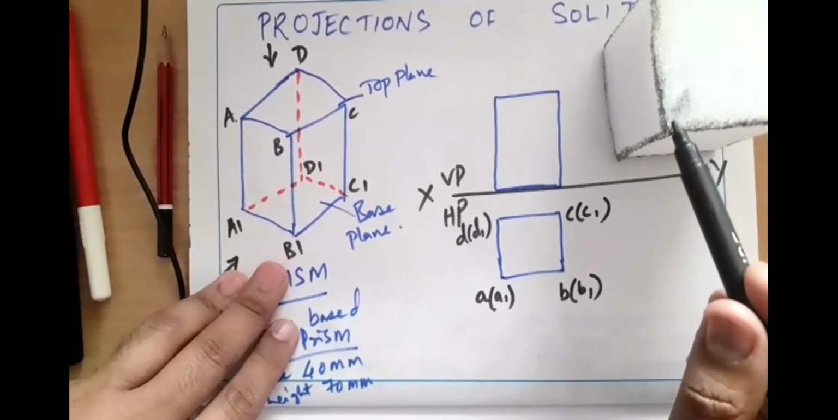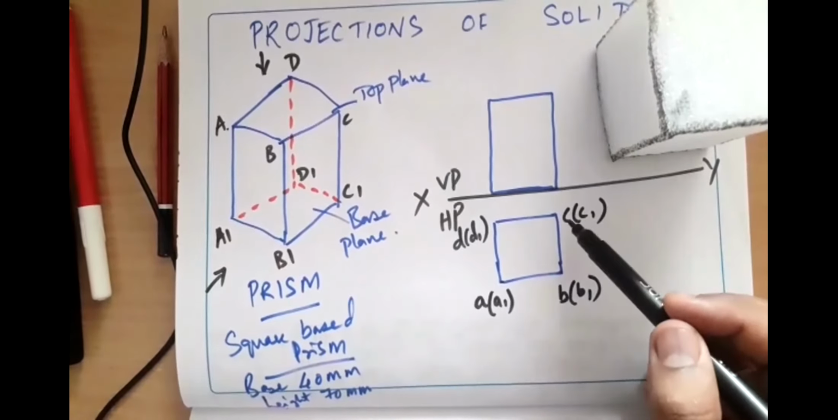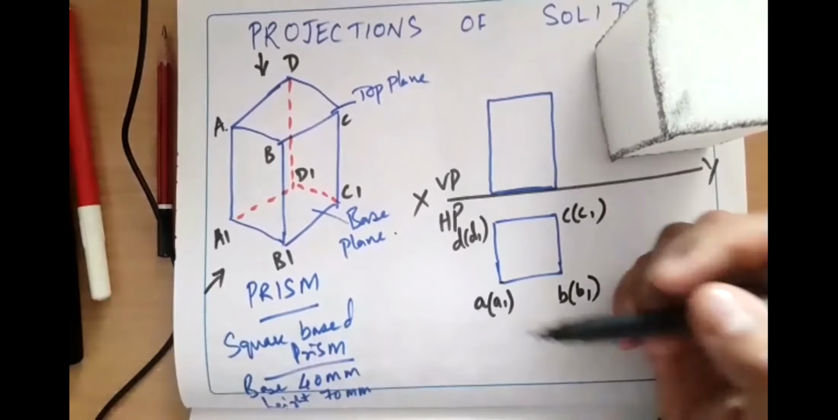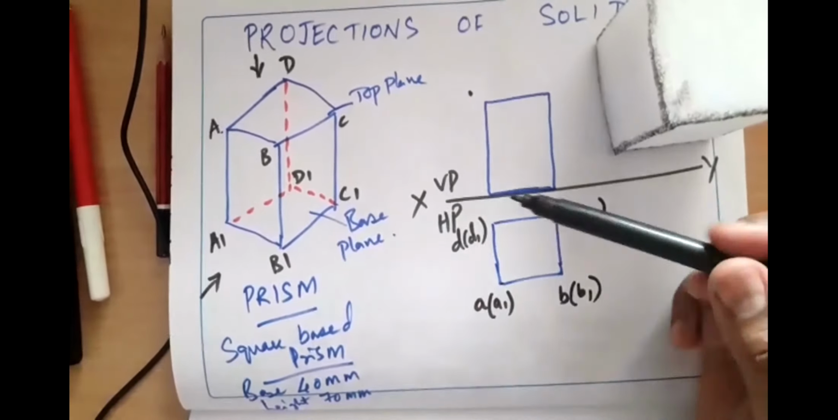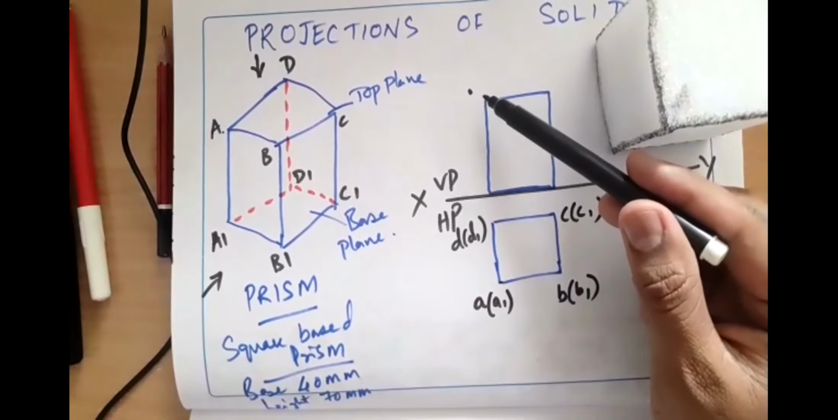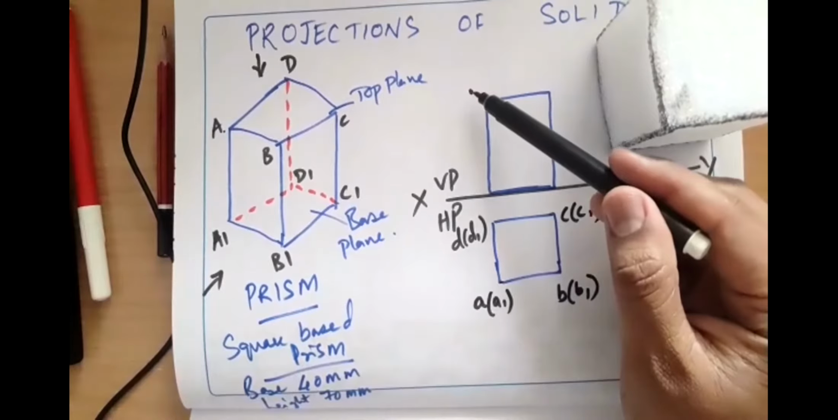See, the top plane is capital A, B, C, D. The bottom plane is A1, B1, C1 and D1. So how to name the front view? Tell me this position. How to name this position? The front view is a rectangle. How to name this corner of the rectangle?